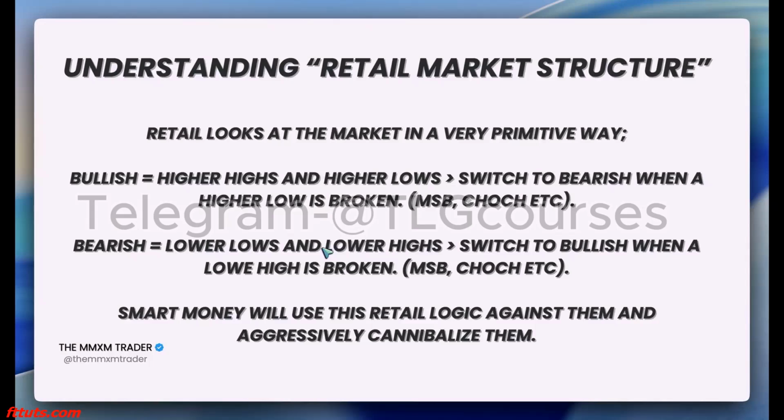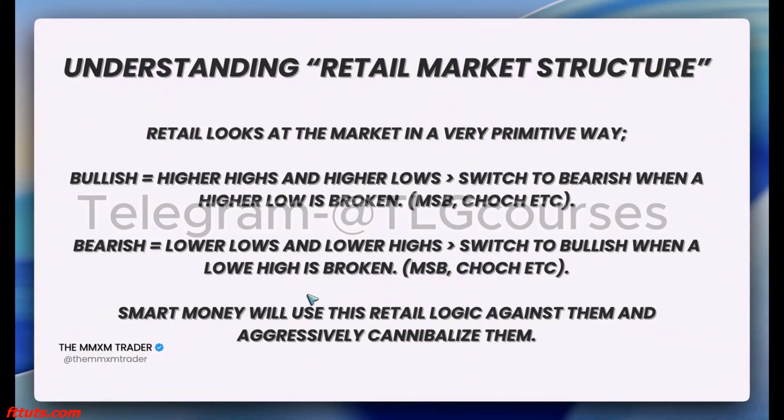Understanding retail market structure. Retail looks at the market in a very primitive way. When they're bullish, they just look at higher highs and higher lows. They switch to bearish when a higher low is broken, and they consider this a market structure break, chalk, etc. You guys know all these weird terms they've come up with over the years. Some of you might be familiar with them. When bearish, lower lows and lower highs. Switch to bullish when a lower high is broken. Market structure break, chalk, etc.